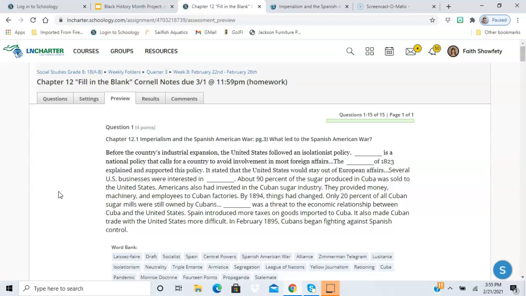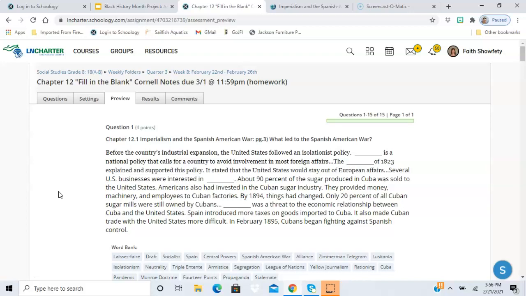Before the country's industrial expansion, the United States followed an isolationist policy. Blank is a national policy that calls for a country to avoid involvement in most foreign affairs. The blank of 1823 explained and supported this policy. It stated that the United States would stay out of European affairs. Several U.S. businesses were interested in blank. About 90% of the sugar produced in Cuba was sold to the United States. Americans also had invested in the Cuban sugar industry.